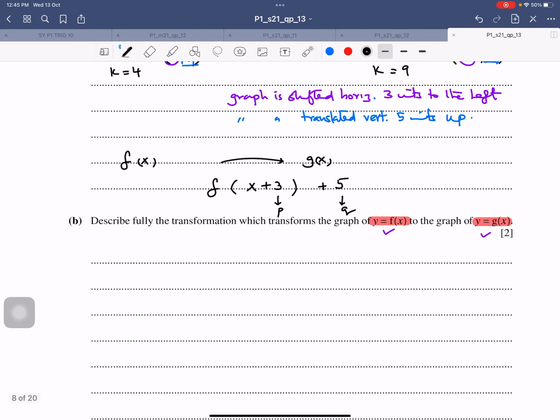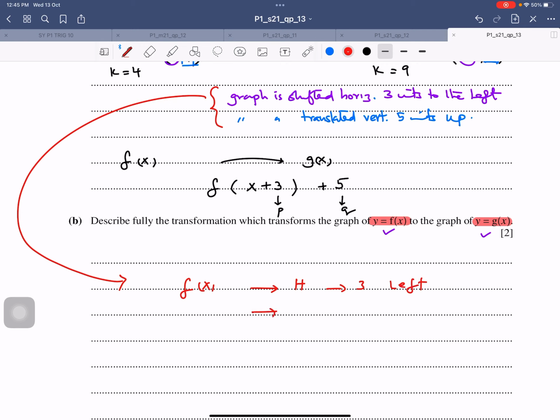Describe fully the transformation, that's already explained. If I cannot understand, explain this in the first part, how will I get this equation? So basically, just rewrite this over here. f(x) is first shifted horizontally 3 units left, and then vertically 5 units up. So these are the two combined transformations that transform f(x) into g(x).